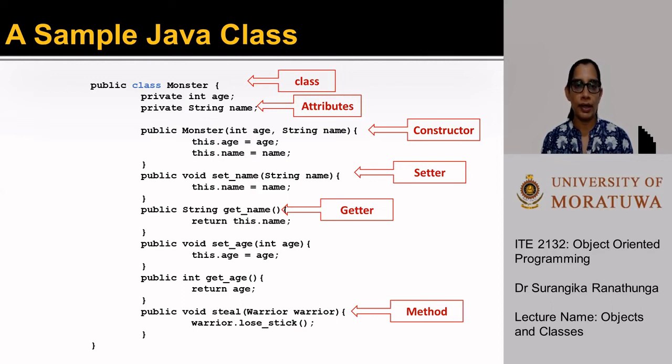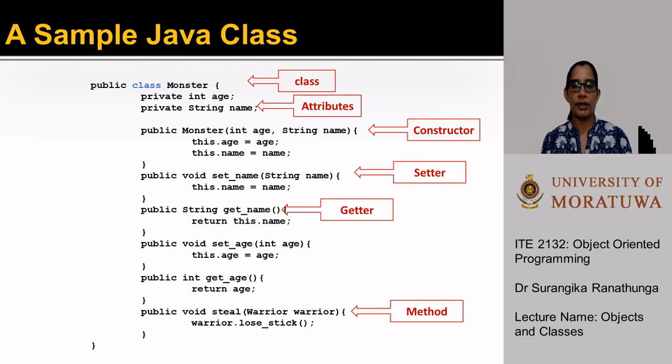So here we have a class called monster. A class is identified by the keyword class, and we use the curly brackets to show the scope of the class. So we have a group of statements that together make the class. Here we have the monster class, and we have defined the integer age and the string name. These are called attributes. And now we have the constructor.